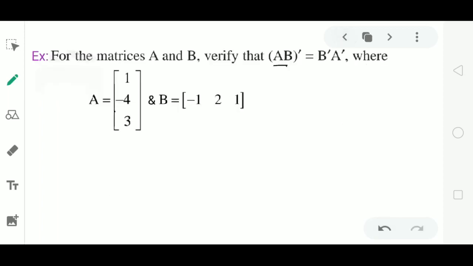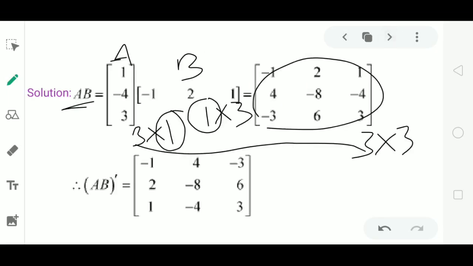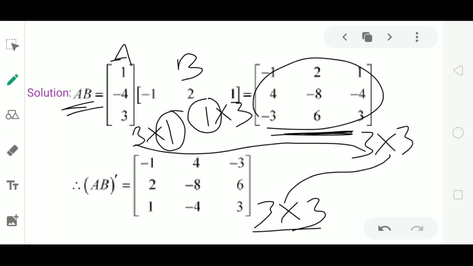Now, the LHS of the given statement is (AB)'. That is, we have to find the transpose of the matrix AB. The transpose of the matrix AB is again a matrix with the order 3 by 3. That is, order of (AB)' is the reverse of order of AB. Here, matrix AB has equal number of rows and columns, then (AB)' will also be having same number of rows and columns. And the elements of this matrix (AB)' are obtained by interchanging rows and columns of matrix AB.